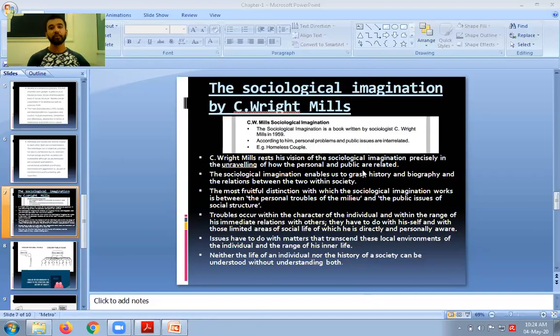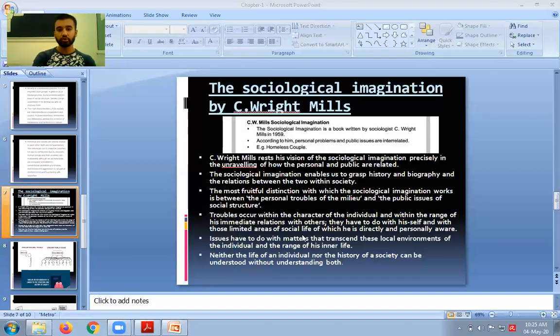If someone is having the issue of unemployment, if it is confined to one person only, then it can be a personal trouble. But if it is spread to many people, then it automatically becomes a public issue. So I'm sure you have understood number one point. And number two, obviously we need to understand the history and biography, what the person has gone through. We need to understand all those things in order to understand a particular problem or issue, right?